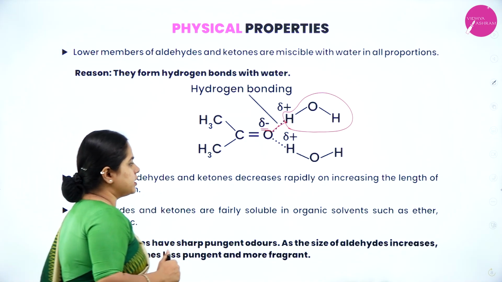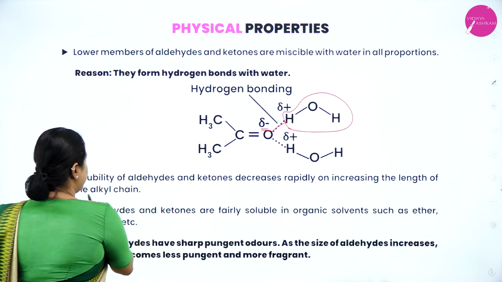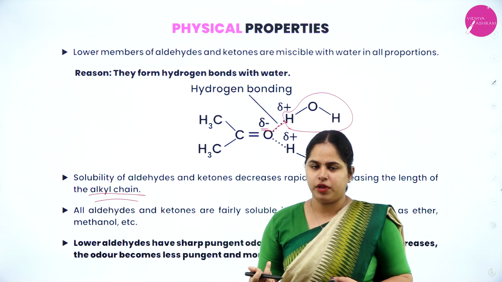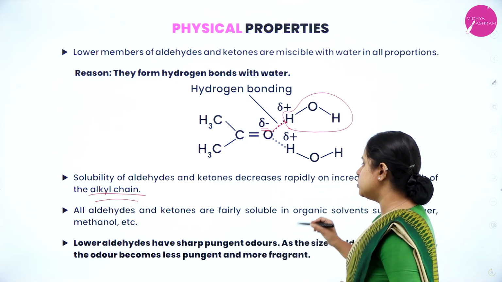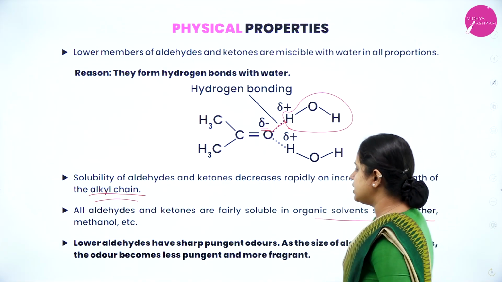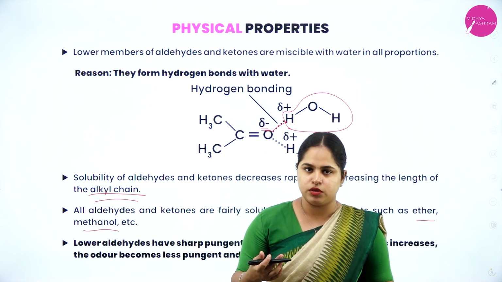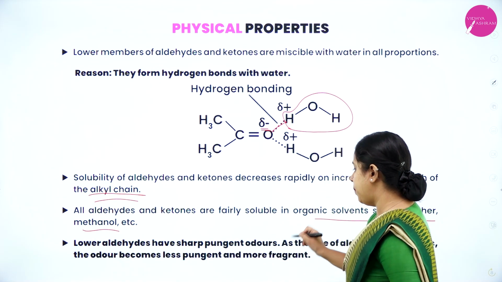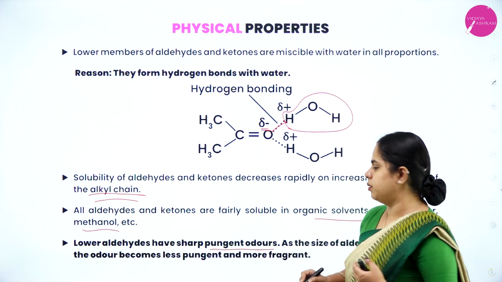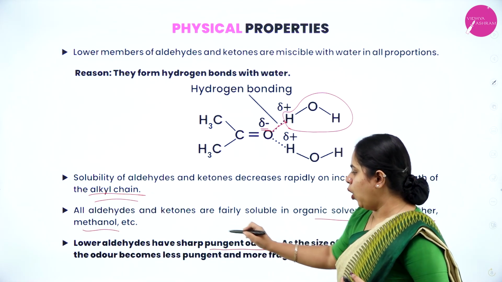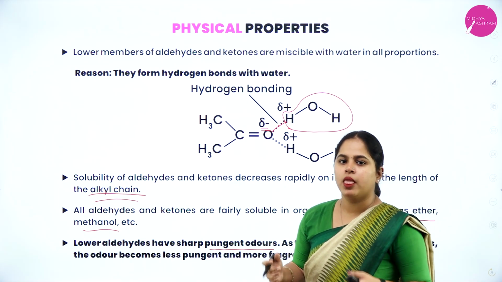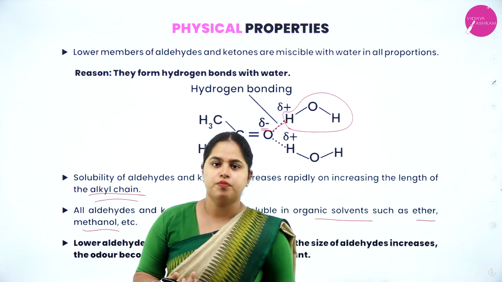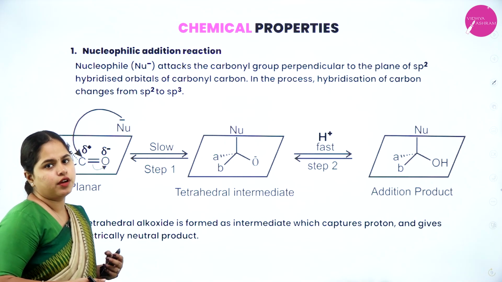The solubility of aldehydes and ketones decreases rapidly on increasing the length of the alkyl chain. That means the more alkyl groups there are, the more hydrophobic part there is, hence the solubility will decrease. Aldehydes and ketones are fairly soluble in organic solvents such as ether and methanol. Even though they are not much soluble in water, they are soluble in organic solvents like ether, benzene, etc. Lower aldehydes have sharp pungent odors, which is very disturbing. As the size of aldehydes increases, the odor becomes less pungent and more fragrant. So lower aldehydes and ketones will have a pungent smell and the higher ones will have a good fragrance. Clear?